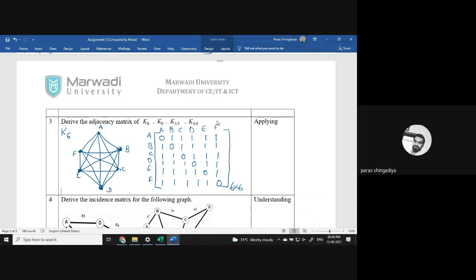Is it clear? And now try it for K8. Draw the K8 graph. 8 vertices. The degree of each vertex should be 7. And which type of answer will you get? That will be an 8 cross 8 matrix. The principal diagonal will be 0 here and the rest of all the entries will be 1. So this type of answer you will get in a complete graph. The principal diagonal पूरा 0 होगा, but the rest of the whole entries will be 1.